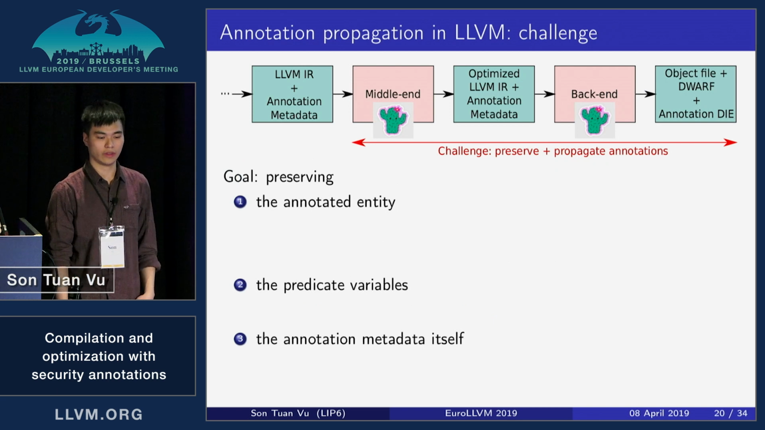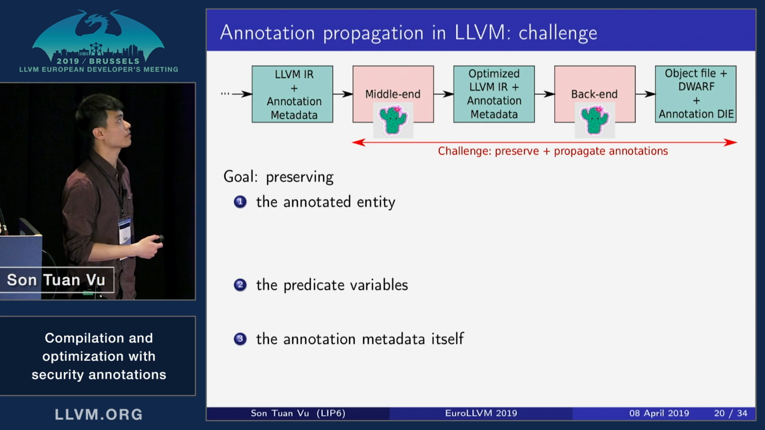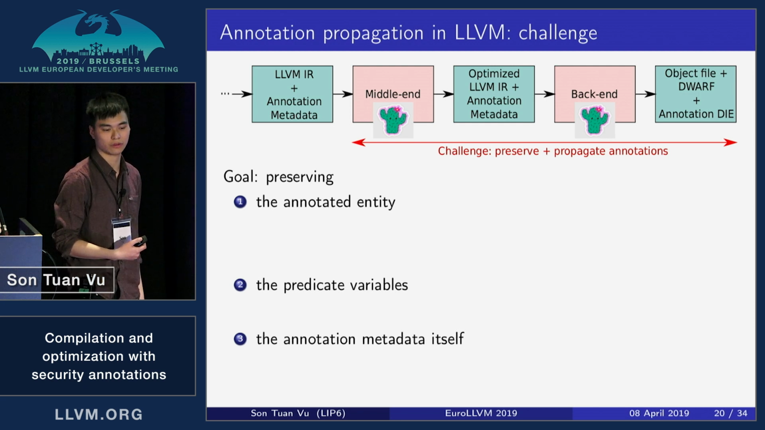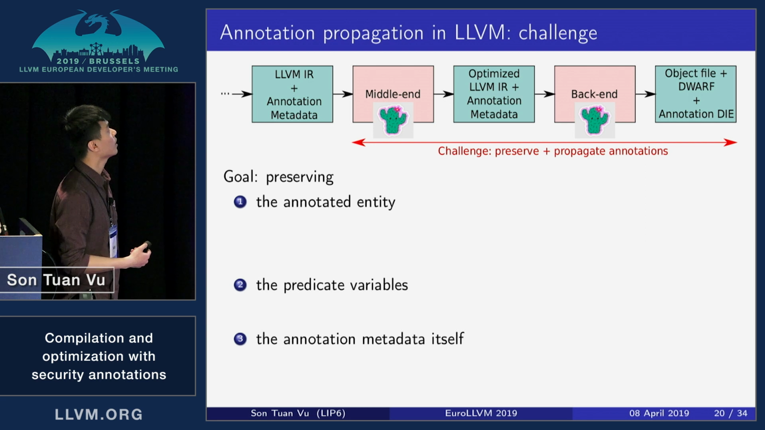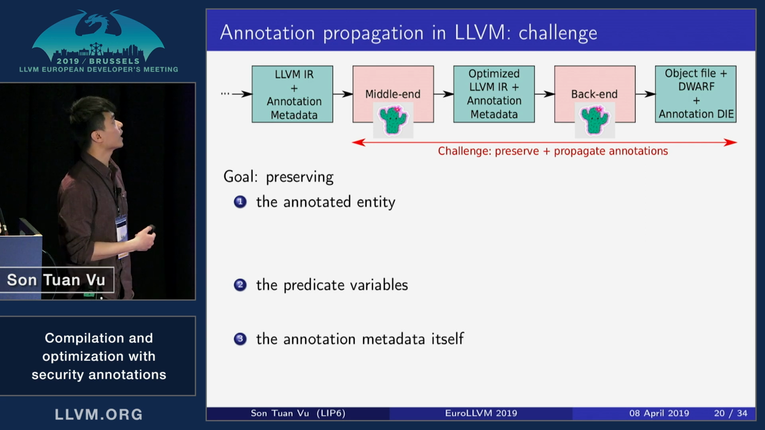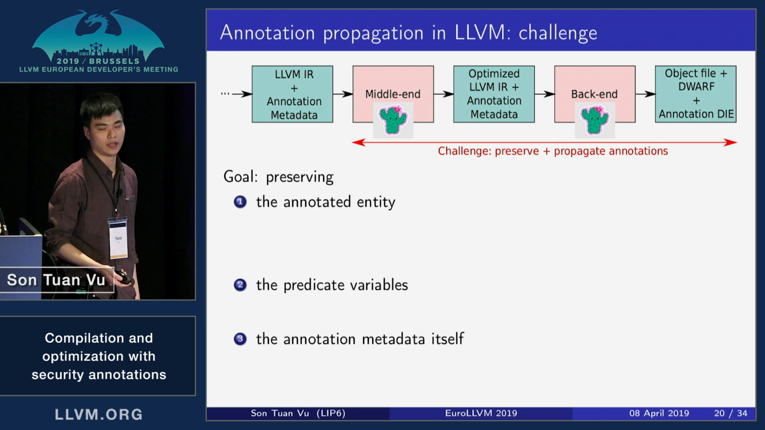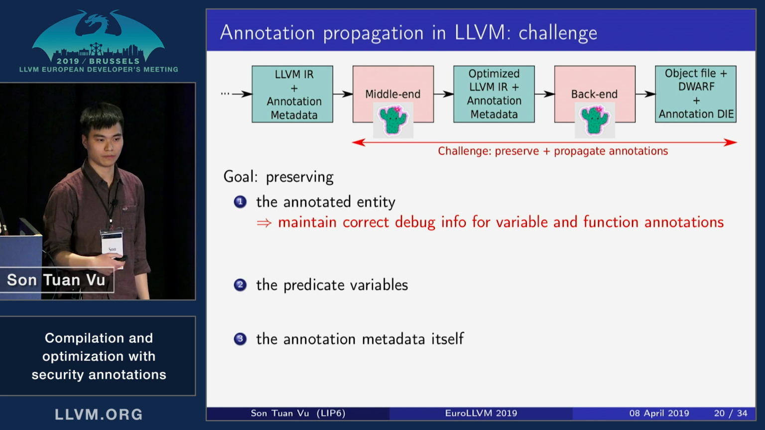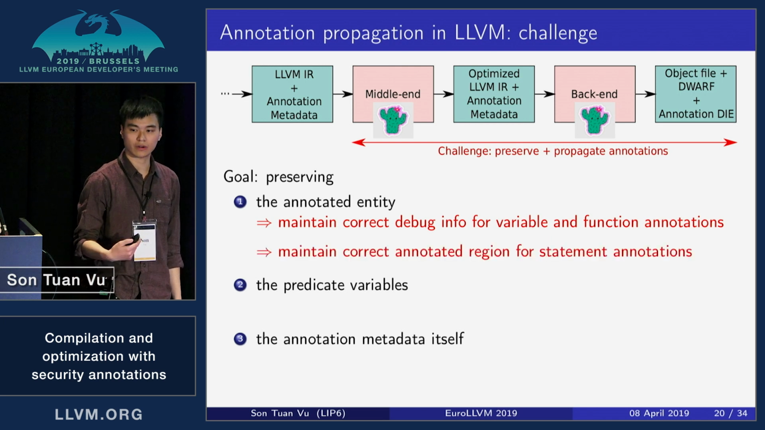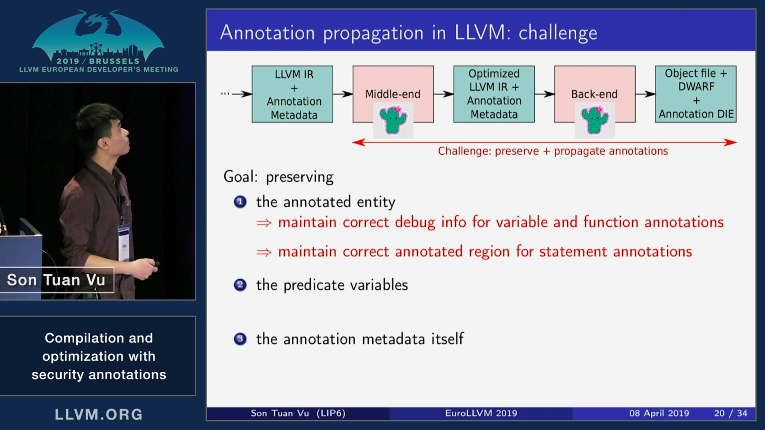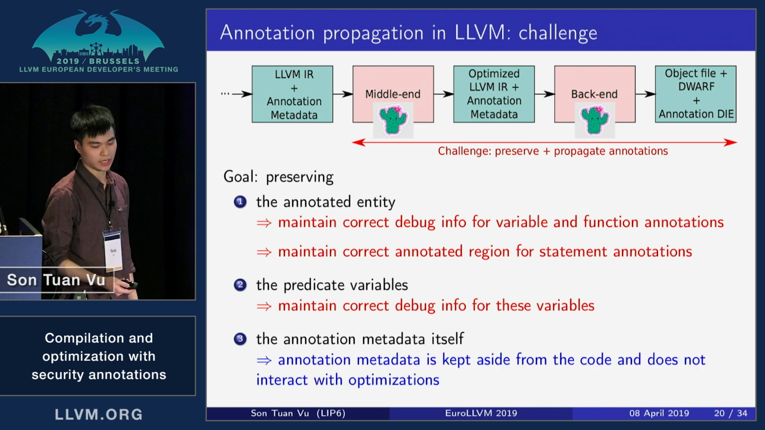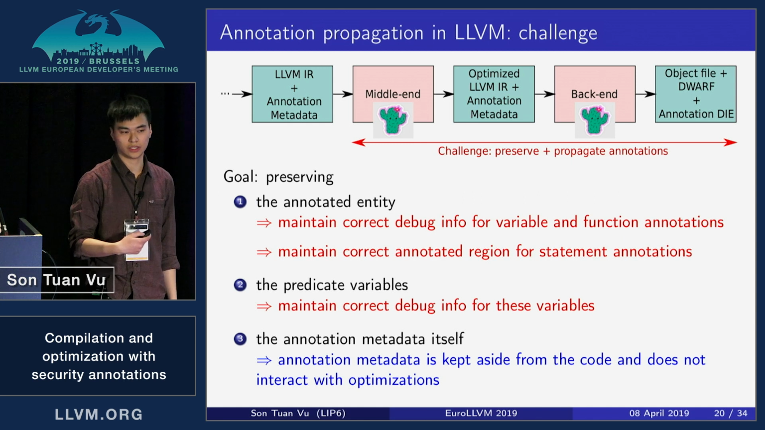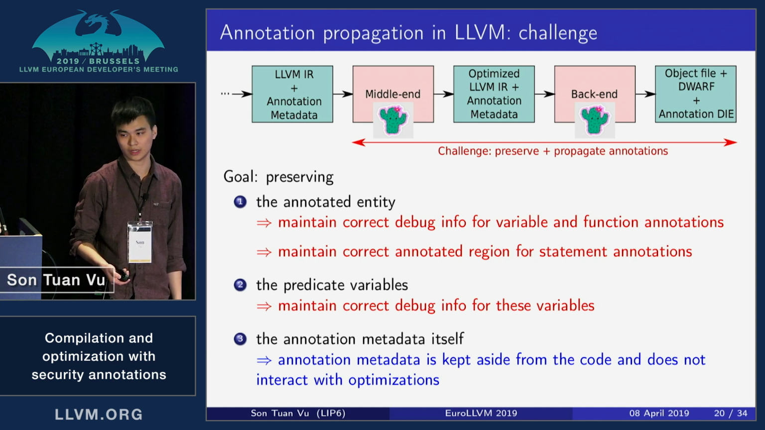Now we're going to deal with the real problem: how do we preserve and propagate annotations in the middle end and the back end of LLVM? What does preserving annotations even mean? We define it here. Preserving the annotations means preserving the annotated entity, the predicate variables, and the annotation metadata itself. Preserving the annotated entity means maintaining the correct debug info for the annotated variable and function, or maintaining the correct annotated region for statement annotations. Preserving predicate variables is maintaining the correct debug info for all these variables. As for the annotation metadata, it is kept aside from the code and doesn't interact with optimizations, so there's no reason that it should be removed.